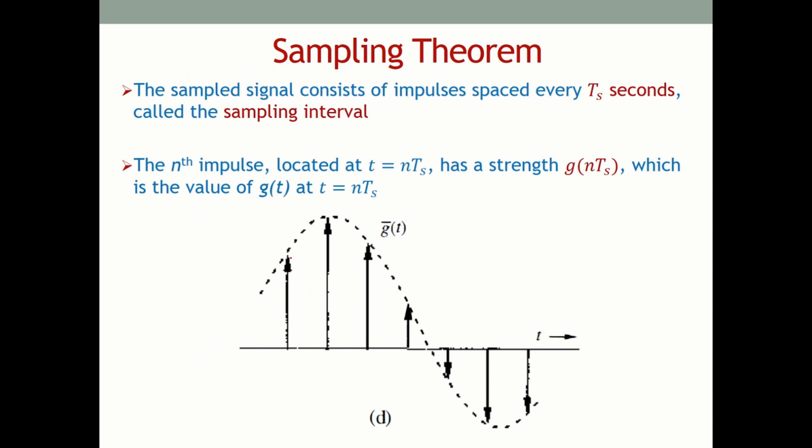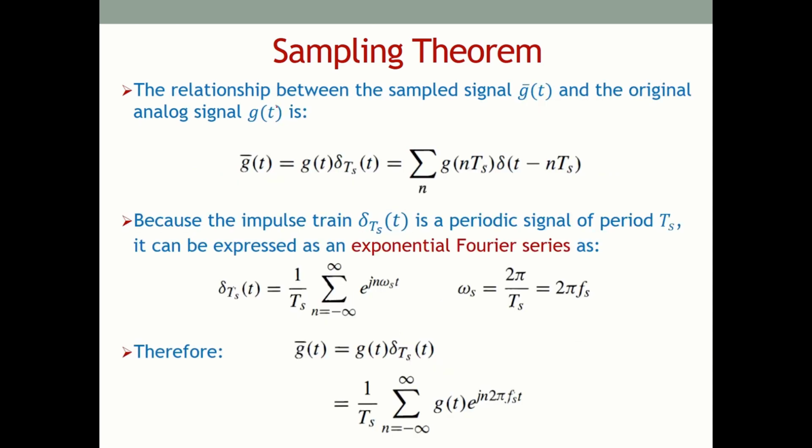This is how the sampled signal looks. We have represented it with a dash, g'(t), just to differentiate it from g(t). The samples are taken at a time period of Ts seconds, and by substituting values of n, we can get every next sample. Since we multiplied by an impulse train, you can see each sample is represented in the form of an impulse. The relationship between the sampled signal g'(t) and the original analog signal is shown here.